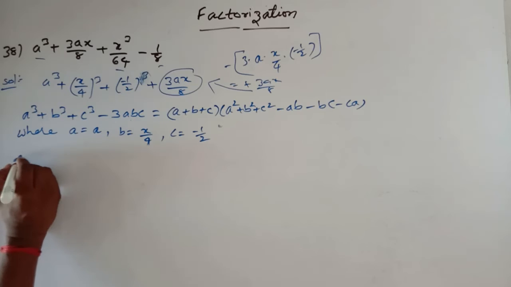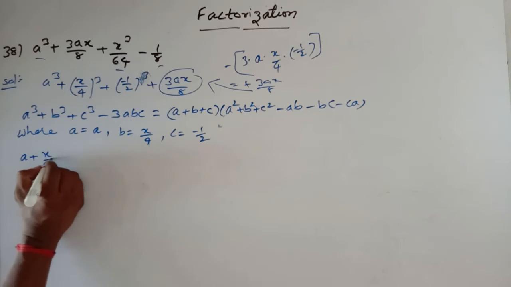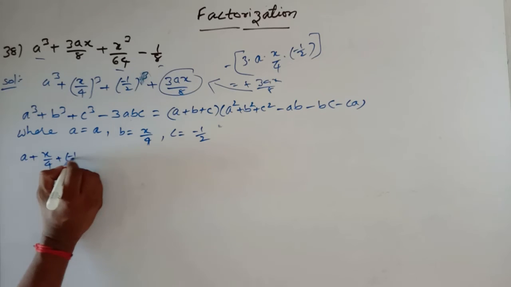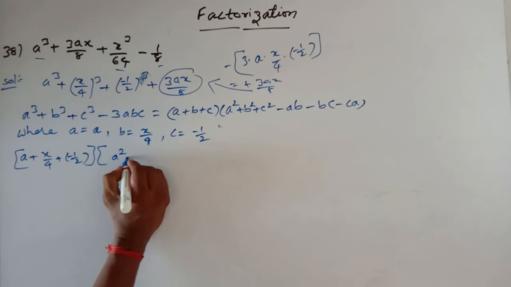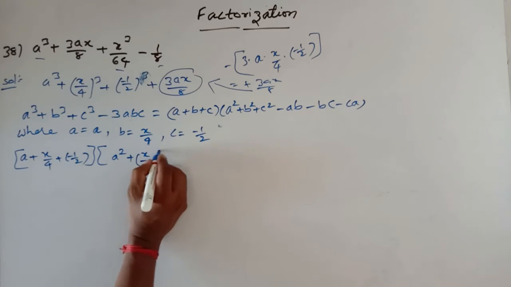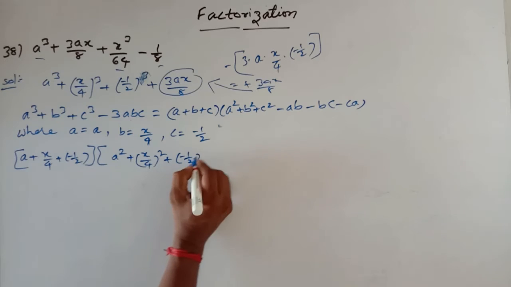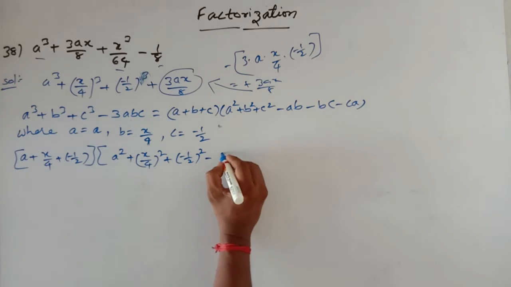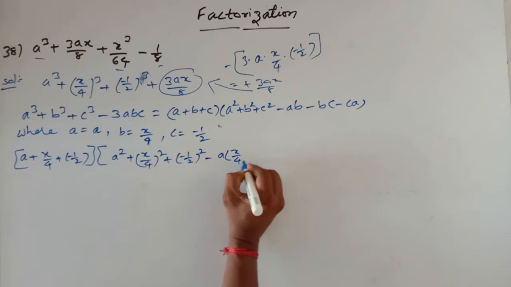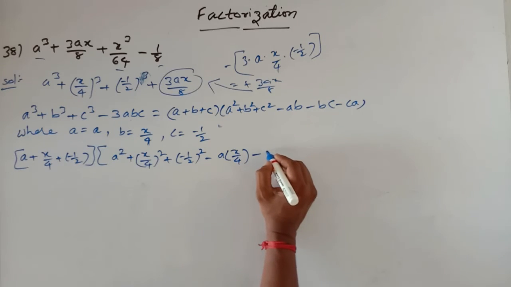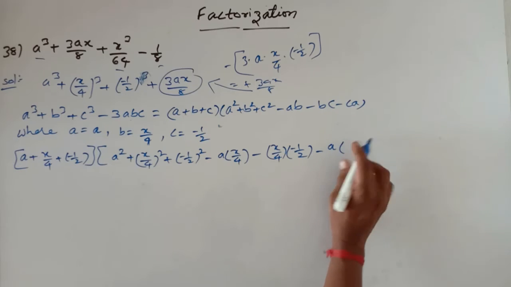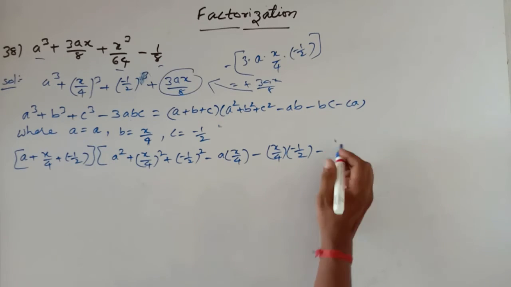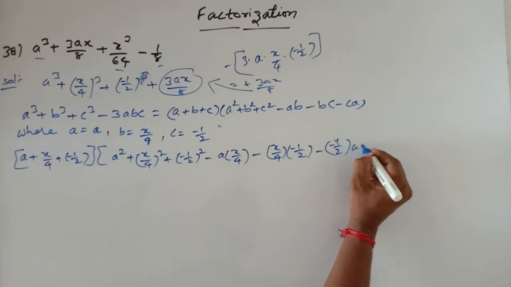That equal to a plus x by 4 plus of minus 1 by 2 into a square plus b square value is x by 4 whole square plus of minus 1 by 2 whole square minus of a into b value is x by 4 minus bc, b value is x by 4 into minus 1 by 2 minus a value is c value is minus 1 by 2 into a.